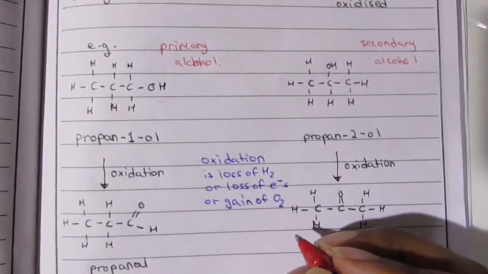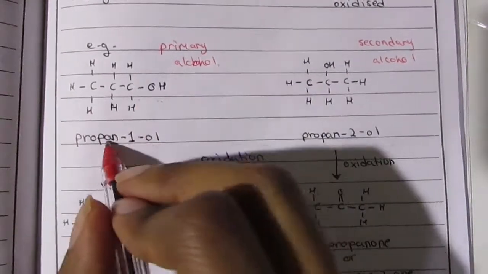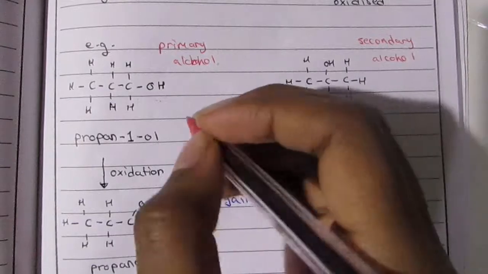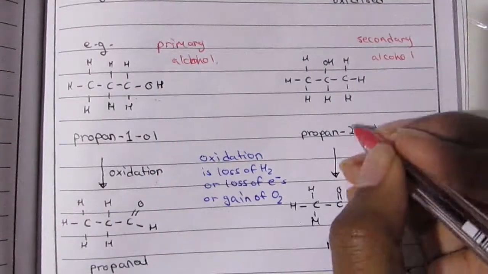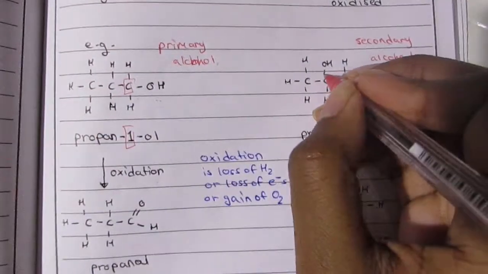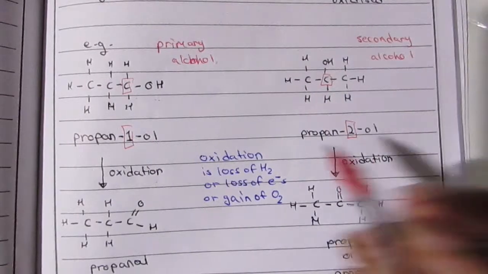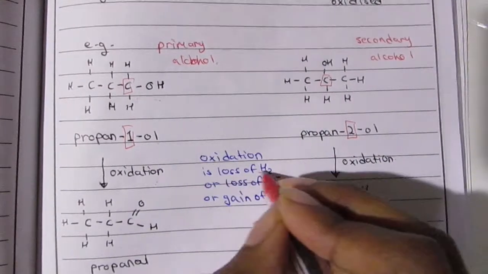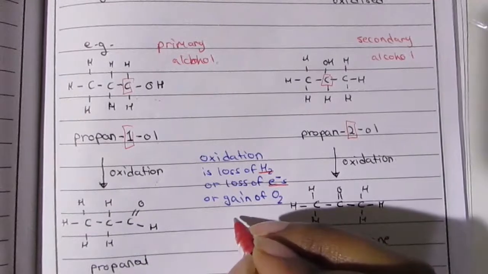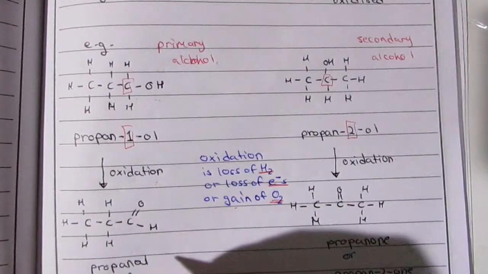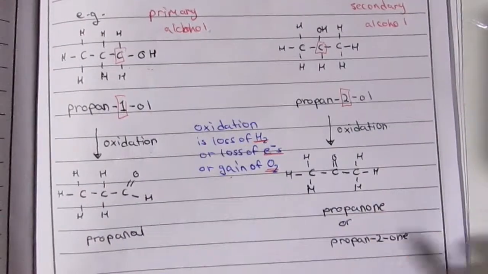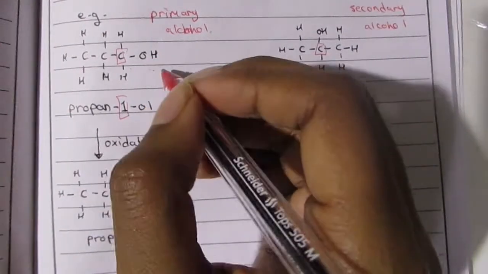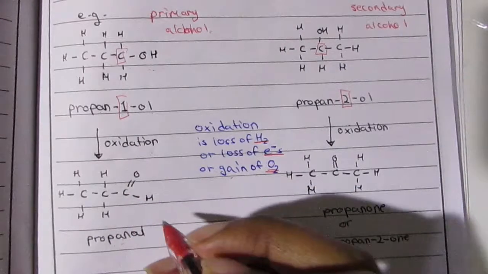So here I have these 2 examples. You have propan-1-ol and propan-2-ol. Now if you oxidize it, like we said, for the primary one, you're going to have an aldehyde, which is propanal. And for the ketone, you're going to have propanone. That's the suffix, the end name. So of course propan-2-ol showing that the OH is in the second carbon, or is connected to the second carbon. Now oxidation is not just the loss of electrons, it's also the loss of hydrogen or the gain of oxygen. So pay attention to that.